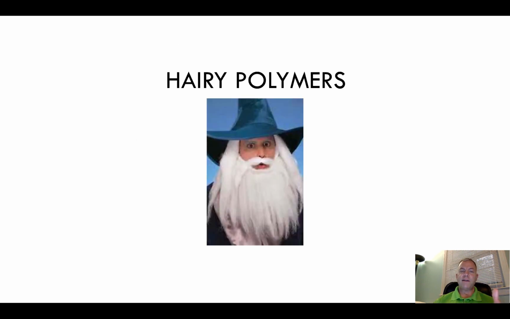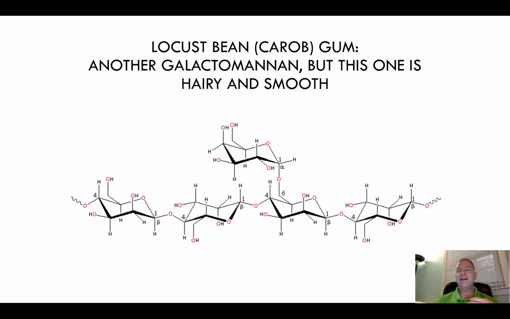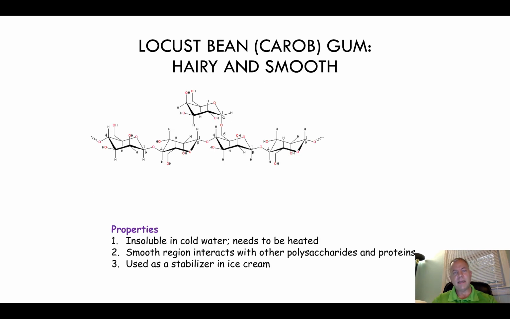One of the things that we'll hear about is hairy or smooth types of polymers, and this is really referring to polymers with or without a lot of side groups. So in locust bean gum, which is another galactomannan like guar gum, we refer to it as hairy or smooth. And the idea is that the hairy ones have more of these side groups, the smooth ones have fewer of them.